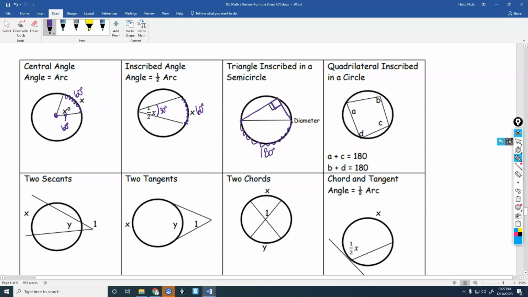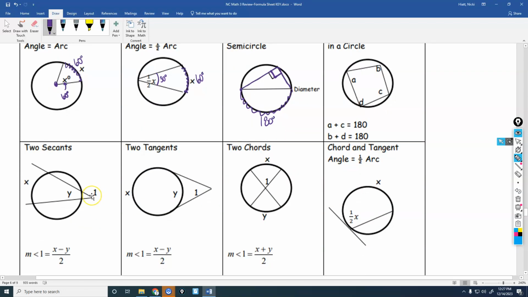Okay. I actually don't think I did this one, but it's a good one to know. If you have an inscribed quadrilateral, a 4-sided figure on the inside of the circle where just your vertices hit the circle, opposite angles have to add up to 180. So in this case, A plus C would have to equal 180, and B plus D would have to equal 180.